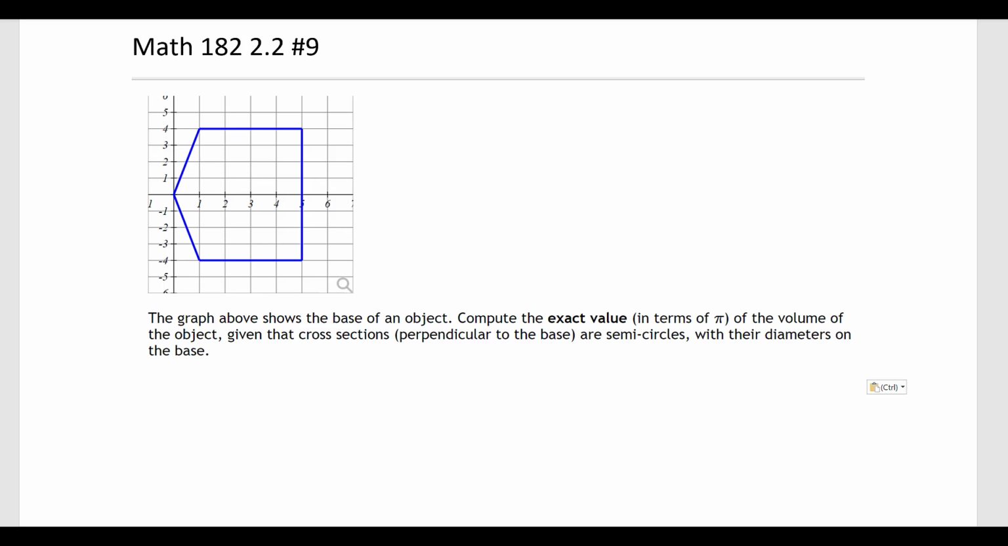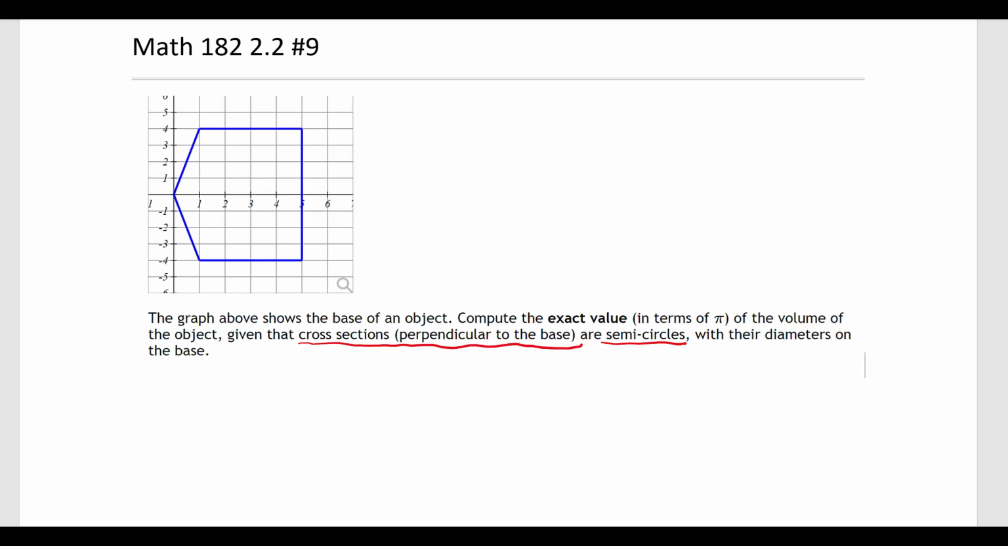Okay, so here's another interesting problem. We're doing volume based off of the slicing technique, and we look at cross-sectional areas. So in this problem, it says we're going to compute the exact value in terms of pi of the volume of the object, given that, here's the key, the cross-sections perpendicular to the base are going to be semicircles.